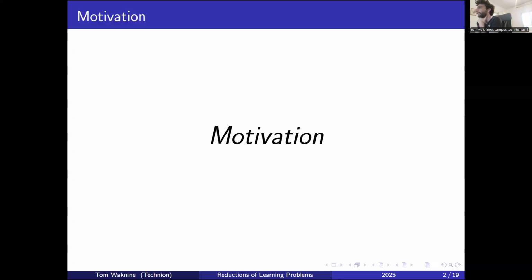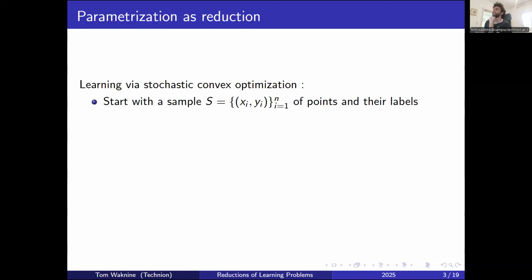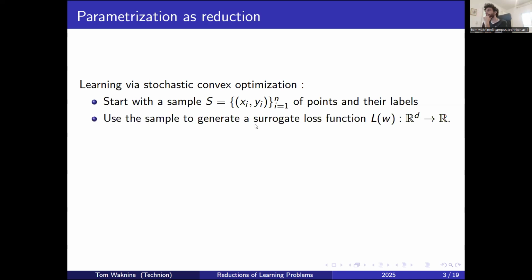Okay, so let's start. Our motivation is studying learning via stochastic convex optimization. You start with some samples S of points x_i and their labels y_i, and you want to use this sample to generalize to a general learning rule. The process you use is to take the sample and somehow use it to generate some loss function going from R^d to R, for some parameter d.